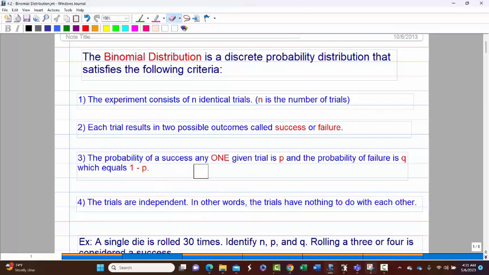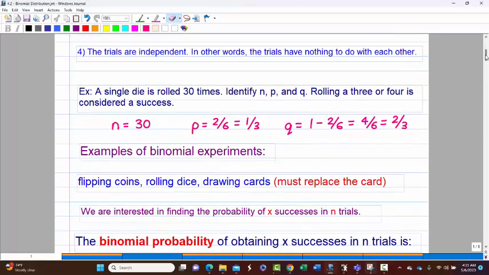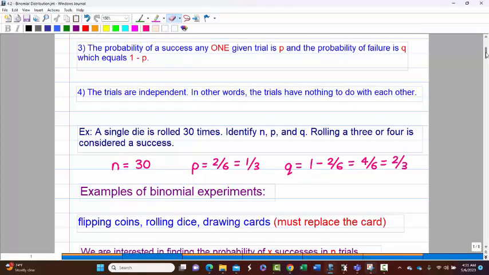Now, the probability of success on any one given trial is denoted by lowercase p. Capital P is the variable we use for probability, just like the probability of a certain number of successes. And q is the letter they use for probability of failure, and q, because it's the complement of p, is just 1 minus p. So that's what the q represents, the complements of each other, success and failure. The trials are independent and have nothing to do with each other.